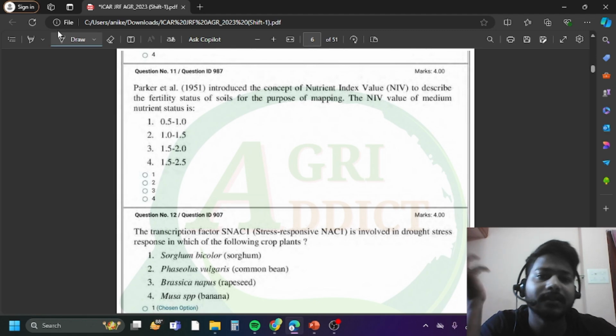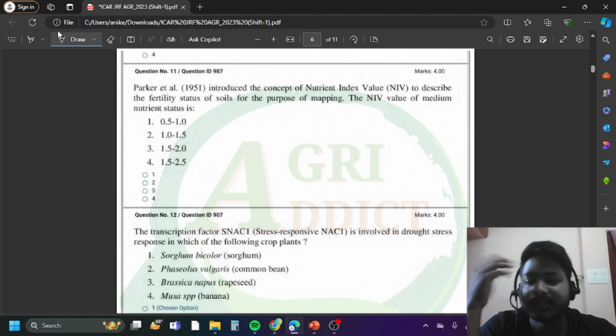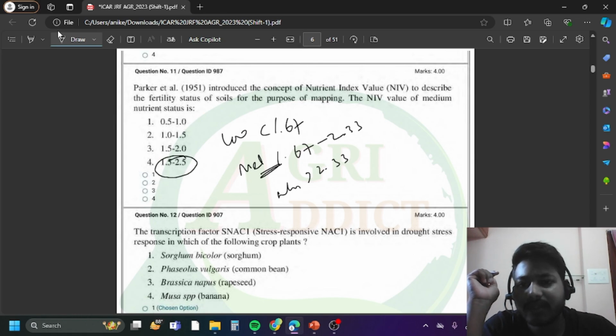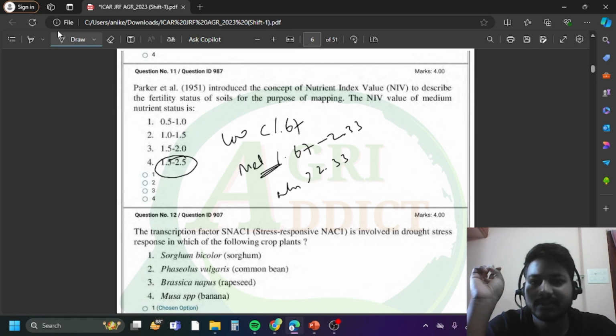Sometimes it is asked as a match of the following. They asked the question this time in 2022, the match of the following. So you should know what the ranges are. Less than 1.67 it is low, 1.67 to 2.33 it is medium, and more than 2.33 it is high. Based on this, option number 4 comes under the range.